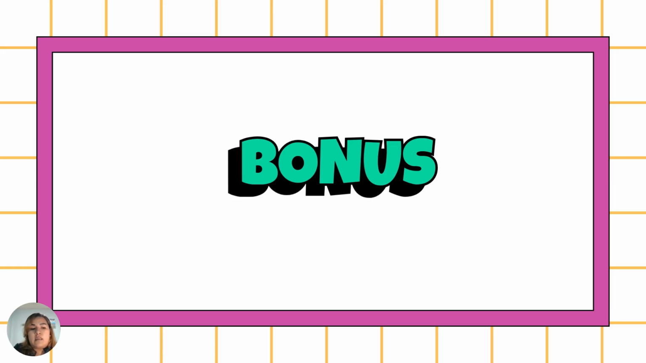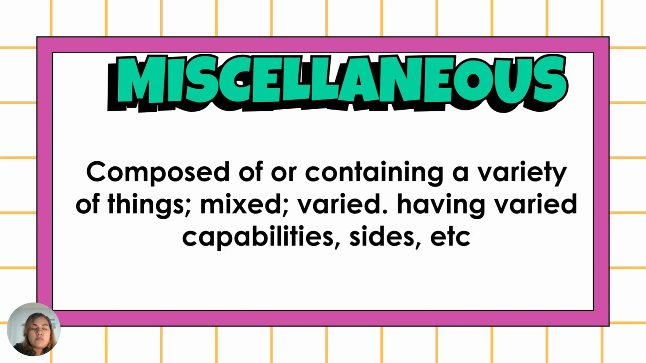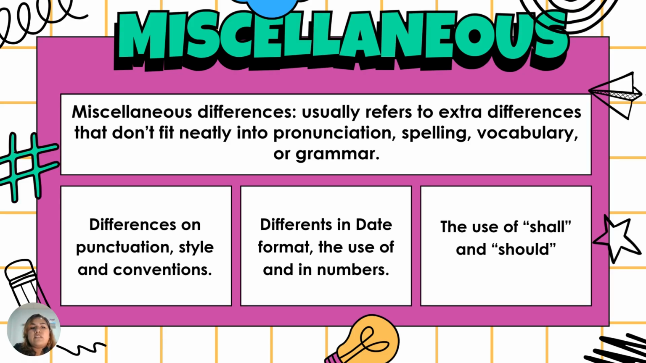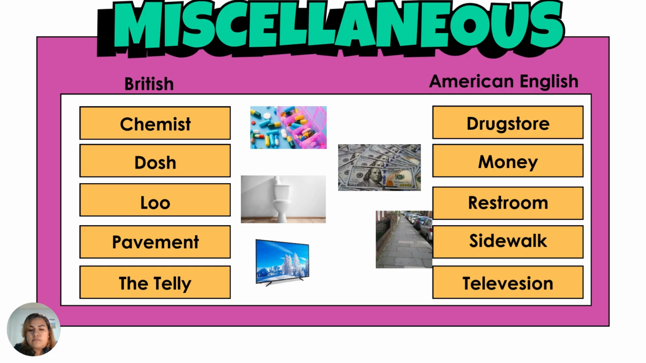Bonus, I mentioned a bonus part, the miscellaneous. What is miscellaneous? Miscellaneous means composed of or containing a variety of things, mixed, having varied characteristics, sizes, etc. Miscellaneous differences usually refer to extra differences that don't fit neatly into pronunciation, spelling, vocabulary, or grammar. Differences in style and convention, differences in the format and use of numbers, the use of shall and should.